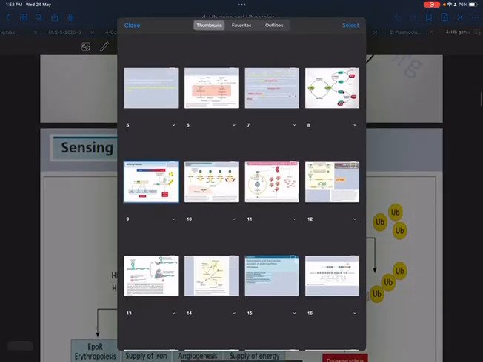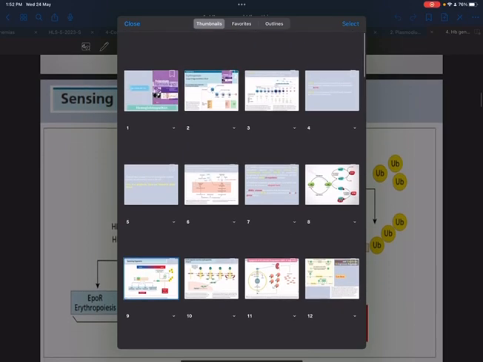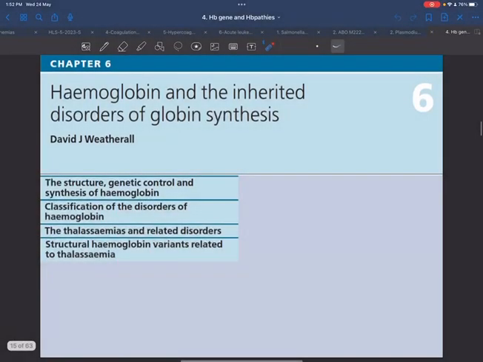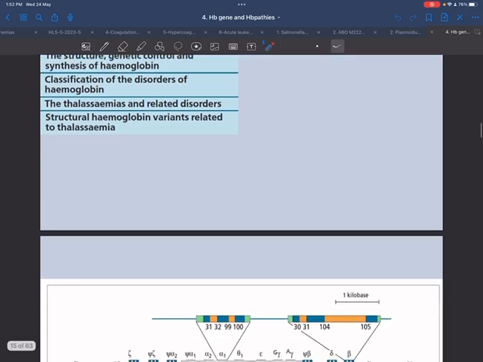The structure, genetic control and synthesis of hemoglobin, classification of the disorders of hemoglobins, and some examples like thalassemias and these things. Okay, we talked about all of this. What is new? What is new is the diagnosis: how we do diagnosis, and how we read the results of the hemoglobinopathies.